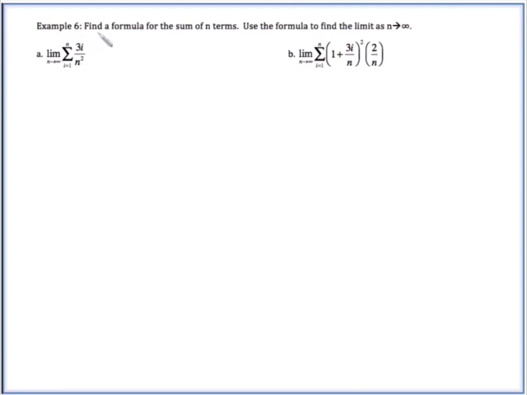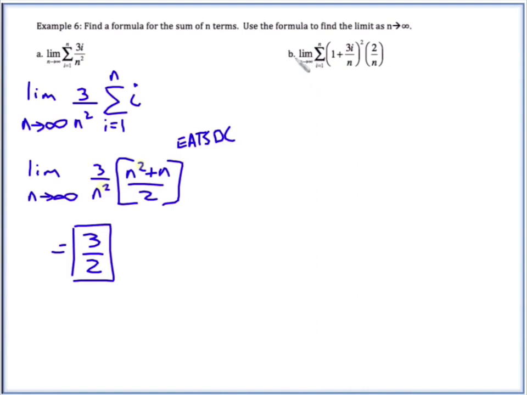So in our next example, we're asked to find a formula for the sum of n terms, and then use the formula to find the limit as n goes to infinity. All right, let's go ahead and try b together, since this one's quite a bit more difficult than this one. We do want to follow the same steps that we've been following, and whenever you're confronted with something that looks like this, we want to try to get rid of our squares and see if we can't write this as a polynomial first. Okay, so let's see if we can write this as a polynomial. So we're just going to be dealing with this part for now.